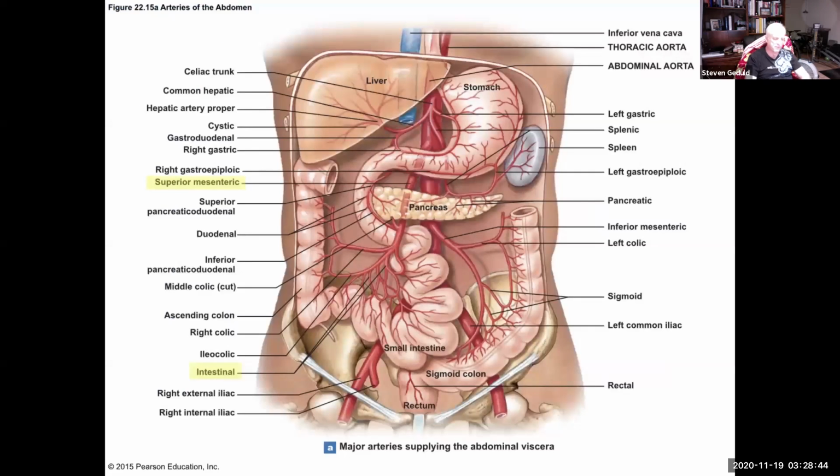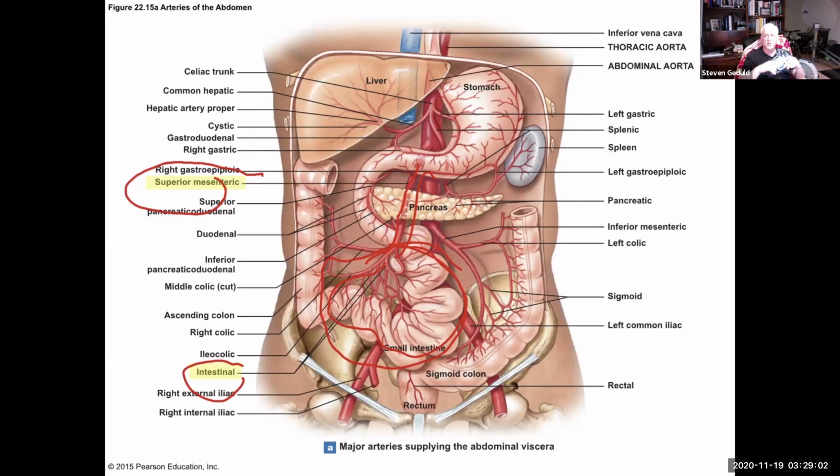Okay, this is the blood supply. The two main arteries are your superior mesenteric as it comes down right here. And you see all the branches it takes as it comes down. And then you have the intestinal, which branches all these multiple branches here. And you see how all those branches cover over the small intestinal area, especially the jejunum.